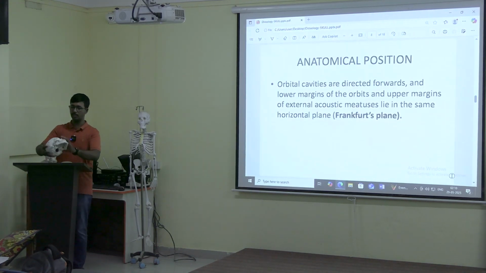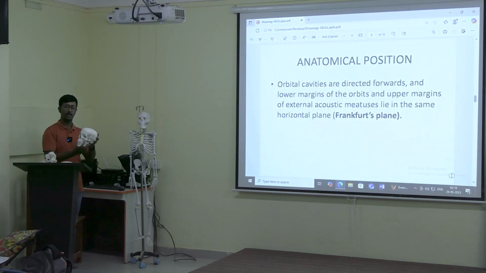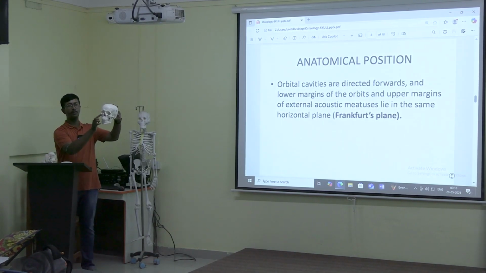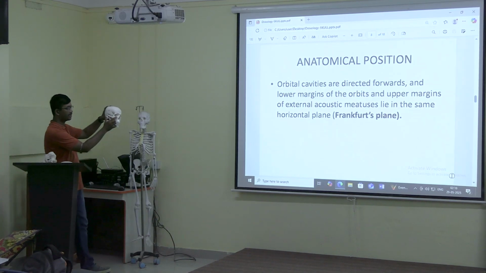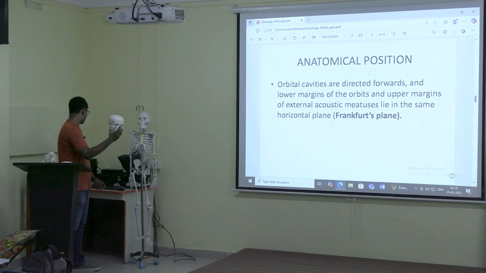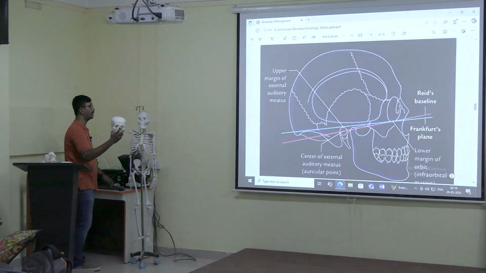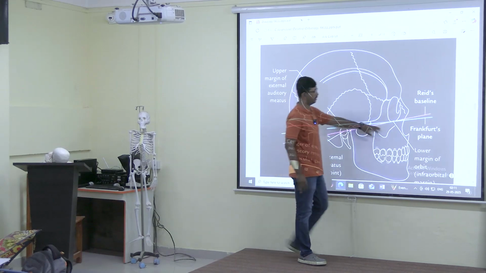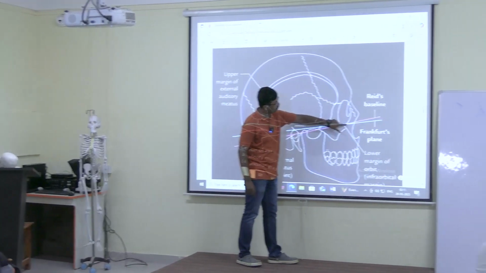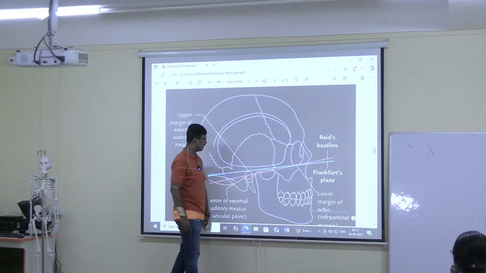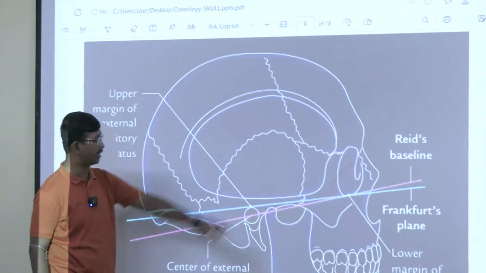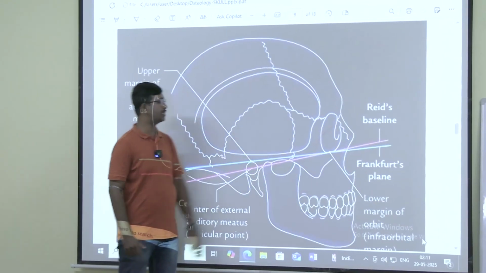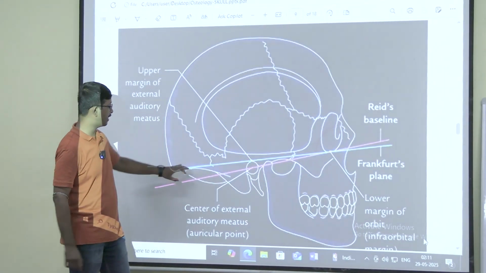Now coming to the anatomical position, the skull is held in a way that the lower margin of the orbit and the external auditory canal should be in the same line, and the line should pass through the upper part of this external auditory canal. So this green line should be horizontal. The green line should pass through the lower margin of your eye socket and through the upper margin of your ear canal. So this is your ear canal, and it should pass through the upper margin. So this is the anatomical position of the skull. This is known as Frankfurt's line.